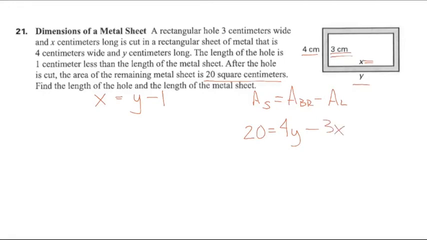What I'm going to do is substitute into this second equation what x is equal to. So I get 20 equals 4y minus 3 times what x is equal to. That is the setup. I'm going to leave the rest for you to do. This one, you're going to figure out what y is. And once you know what y is, you can back substitute it into that equation.